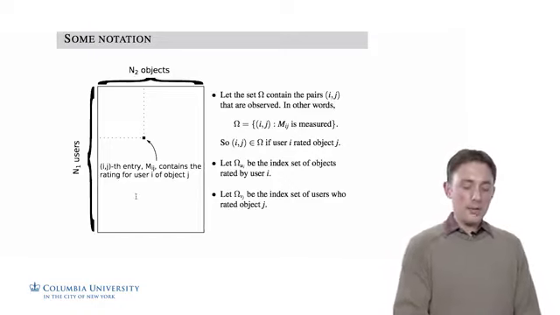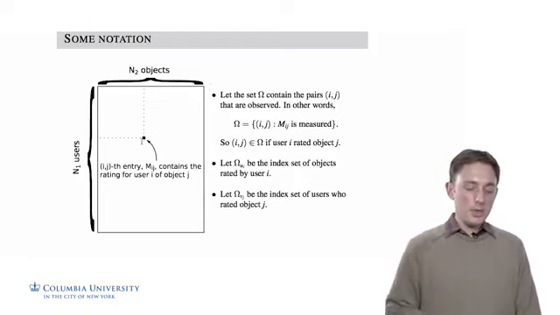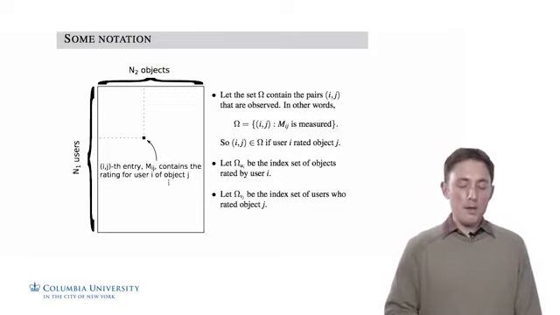So again, here's our data matrix. We have n1 users and n2 objects. The ij-th entry of this matrix is the rating of user i for object j. We'll call this matrix M. Now again, this matrix has very many missing values.